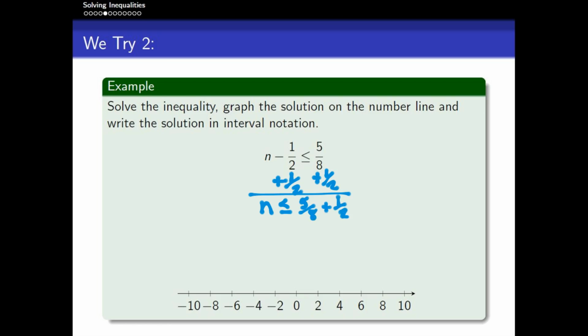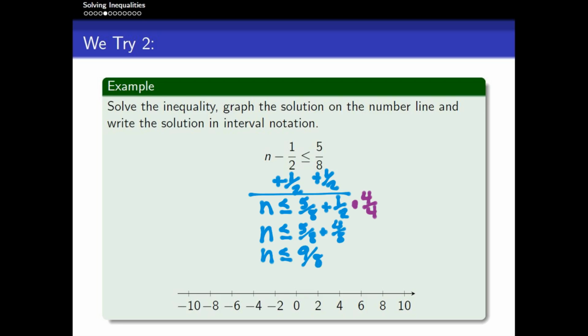Well, I need to get a common denominator since I'm adding them. So I'm going to multiply the 1/2 times 4 over 4 to get a common denominator. So I'll have n is less than or equal to 5/8 plus 4/8, which means that I'll have n is less than or equal to 9/8.